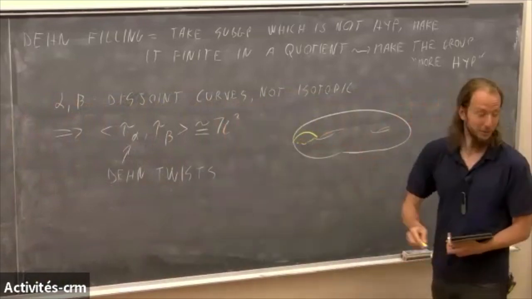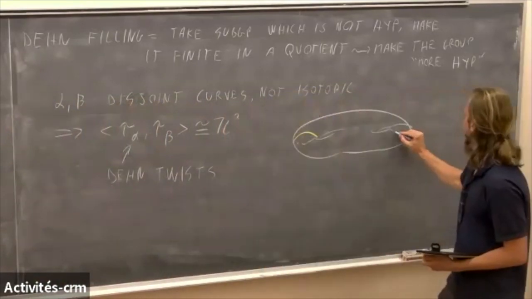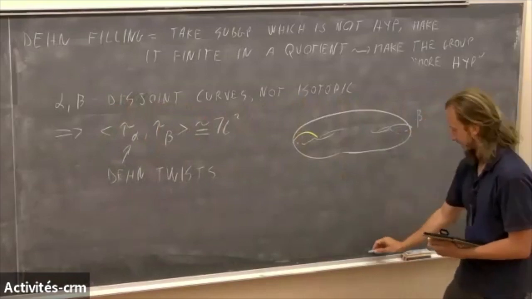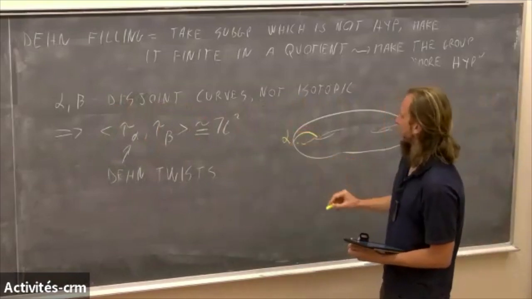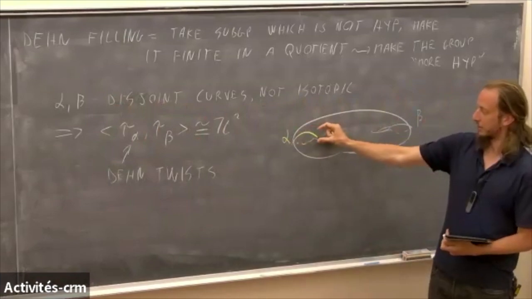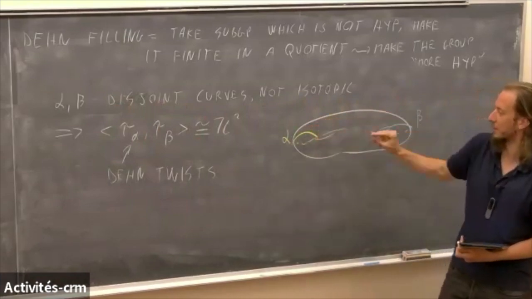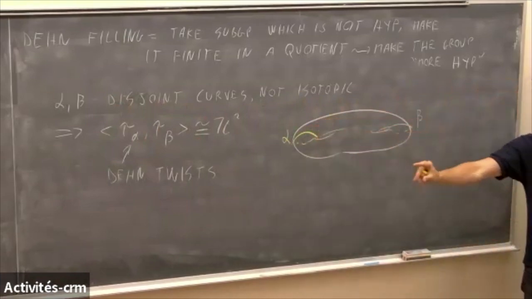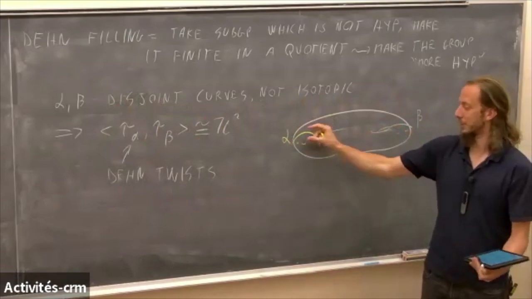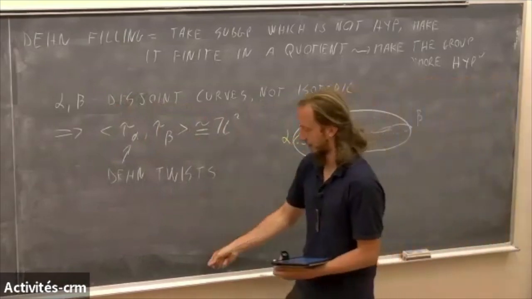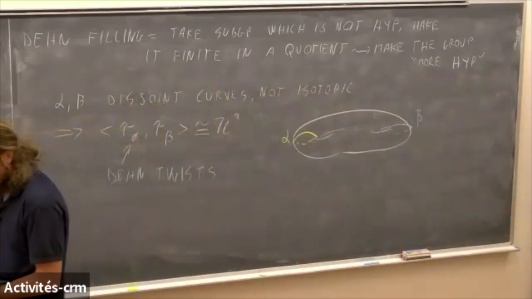One curve is here. Is that color okay? This color okay. So beta, alpha. Okay, so there's an annulus here. You can twist around this annulus and twist around this annulus independently, because these two annuli are disjoint, and then you get a Z squared out of that.